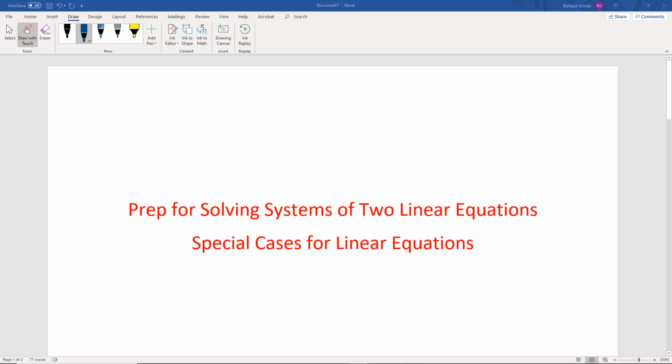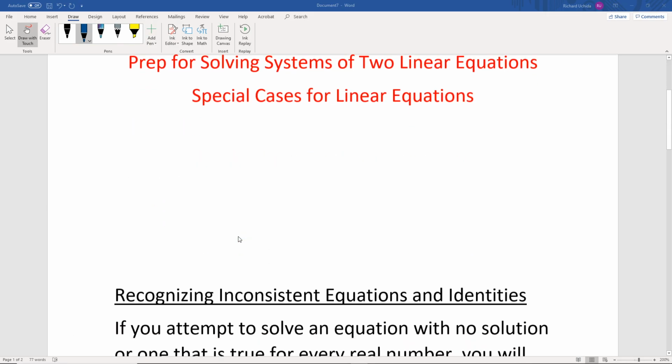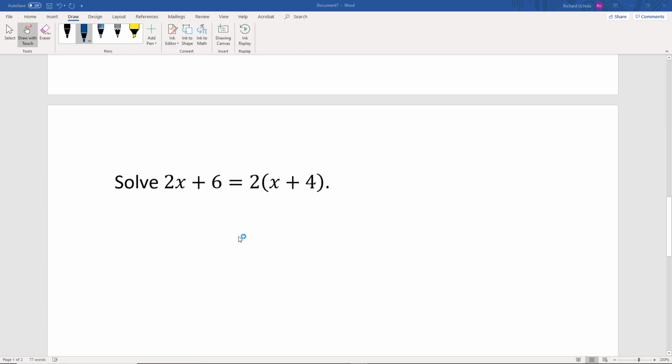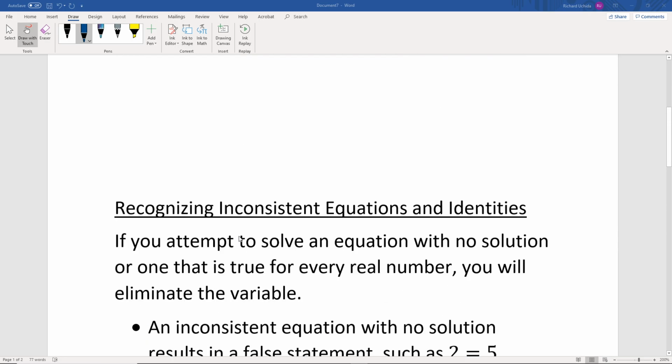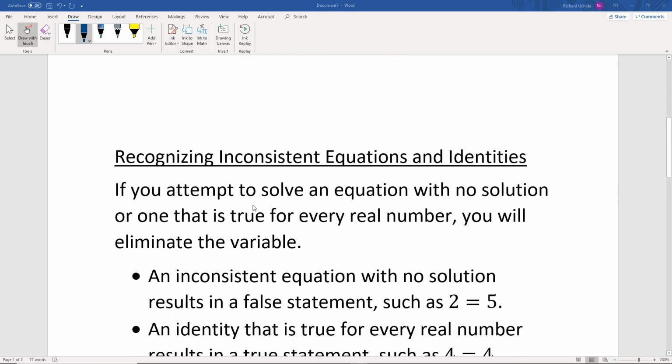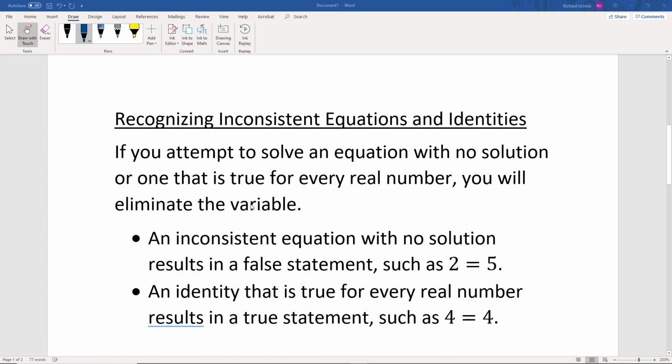As we prepare for solving systems of two linear equations, we're going to remind ourselves about the special cases when we're solving regular linear equations. Okay, so recognizing inconsistent equations and identities: if you attempt to solve an equation with no solution or one that is true for every real number, you will eliminate the variable.